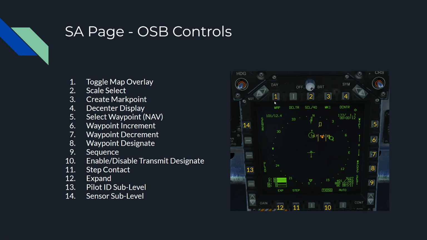So I hardly use this. This will overlay the map. The thing about the map is that I think since they changed it, outside of if your range scale is more than 40 miles, you won't see the map at all.